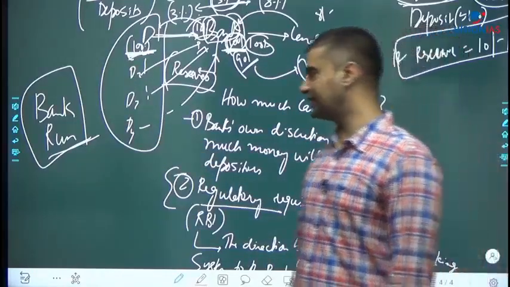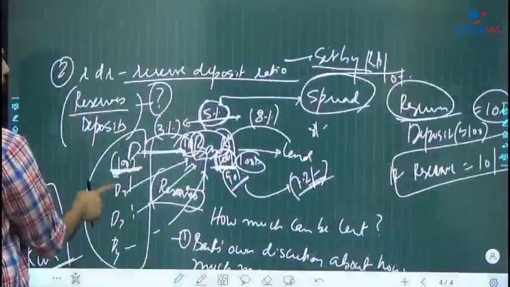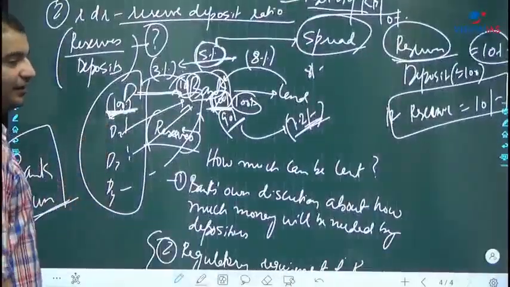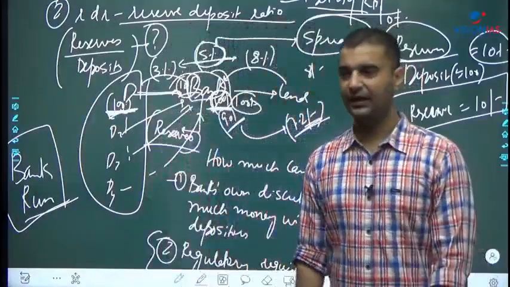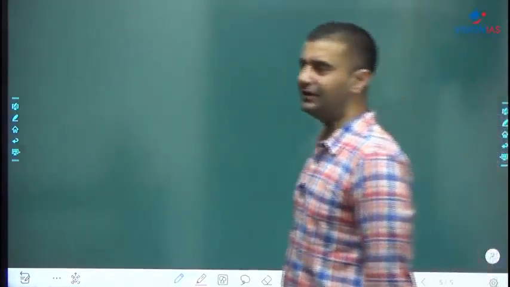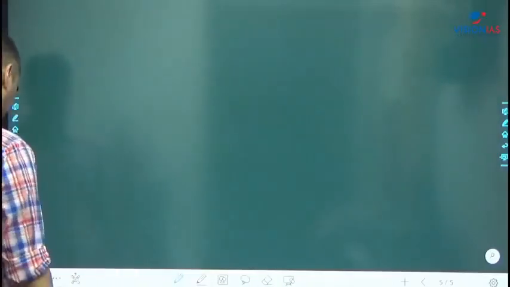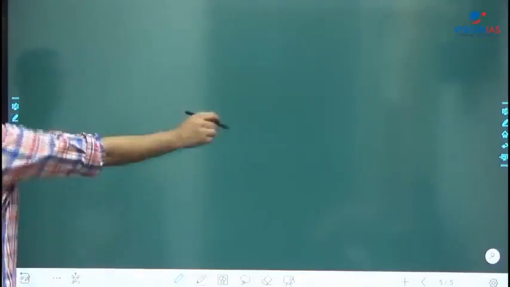I hope this point is clear. What bank run is and what reserve deposit ratio is. RDR, reserve deposit ratio, and CDR, currency deposit ratio, two ratios we have discussed. Now let's quickly have a look at that money creation process by the banking system. फटाफट उस चीज को देख लेते हैं. Money creation process by the banking system. Let's quickly look at that.